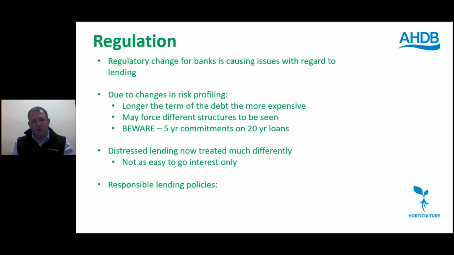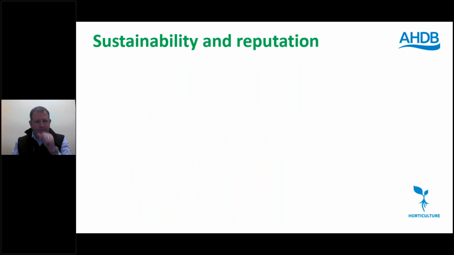And a final word of warning, there's a lot of regulatory change in banking, so please watch for terms and conditions that come out to you, and things like 20-year loans. Banks are maybe only going to give you 5-year commitments on them now. So please just keep an eye on any documentation that comes out and read it properly.